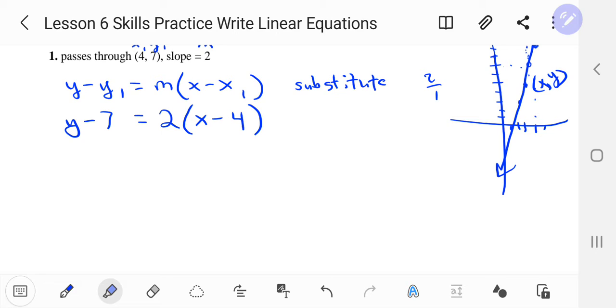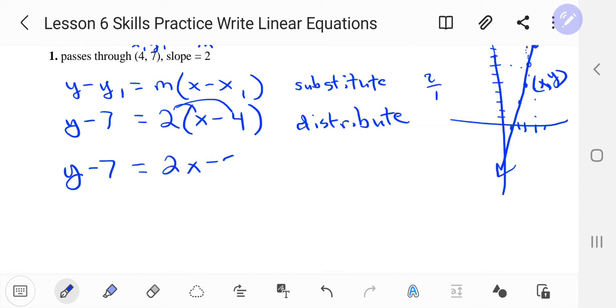All right, so next step is how can we get rid of those parentheses? We can distribute. So next step is to distribute, to get rid of the parentheses. So we're going to take this 2, multiply it in, and we bring down this y minus 7 equals 2x minus 8. All right, we're getting close.